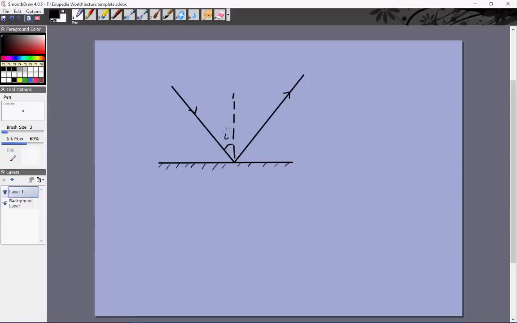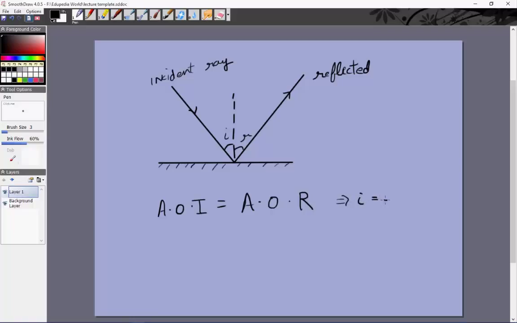This angle is called I, the angle of incidence, that is the angle which the incident ray makes with the normal, and this angle is called R, the angle of reflection, and it is the angle which the reflected ray makes with the normal. Right? So the first law of reflection of light from a plane surface, or actually from any surface, but we are specifically studying plane surfaces now, says that the angle of incidence is equal to the angle of reflection. That means I is equal to R. We've derived it using Huygens principle, right?